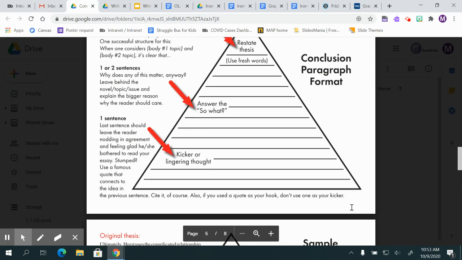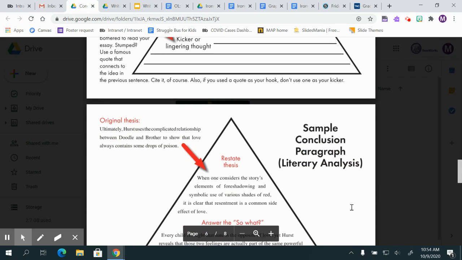Okay. You could also use a quote that connects to the idea, but again, that kind of relates more to what your hook would be. So if you choose to use a quote that could go ahead and connect these ideas, don't use a quote if you use it for your hook. And if you use that quote as your hook, find a different quote.